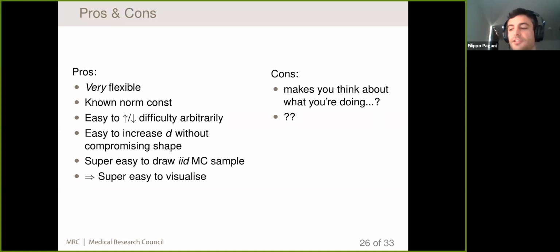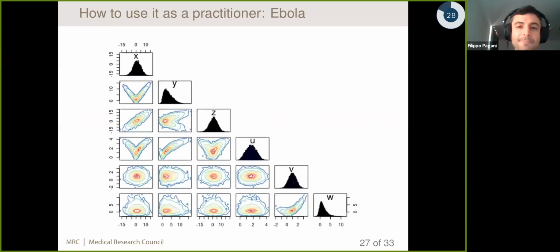One of the possible cons, I couldn't really think of any, but one of the possible cons is that some people don't really have the time to think very much about this side of the analysis they're doing. And using this makes you think about what you're doing and why. So this could be a possible con for them, but you know.